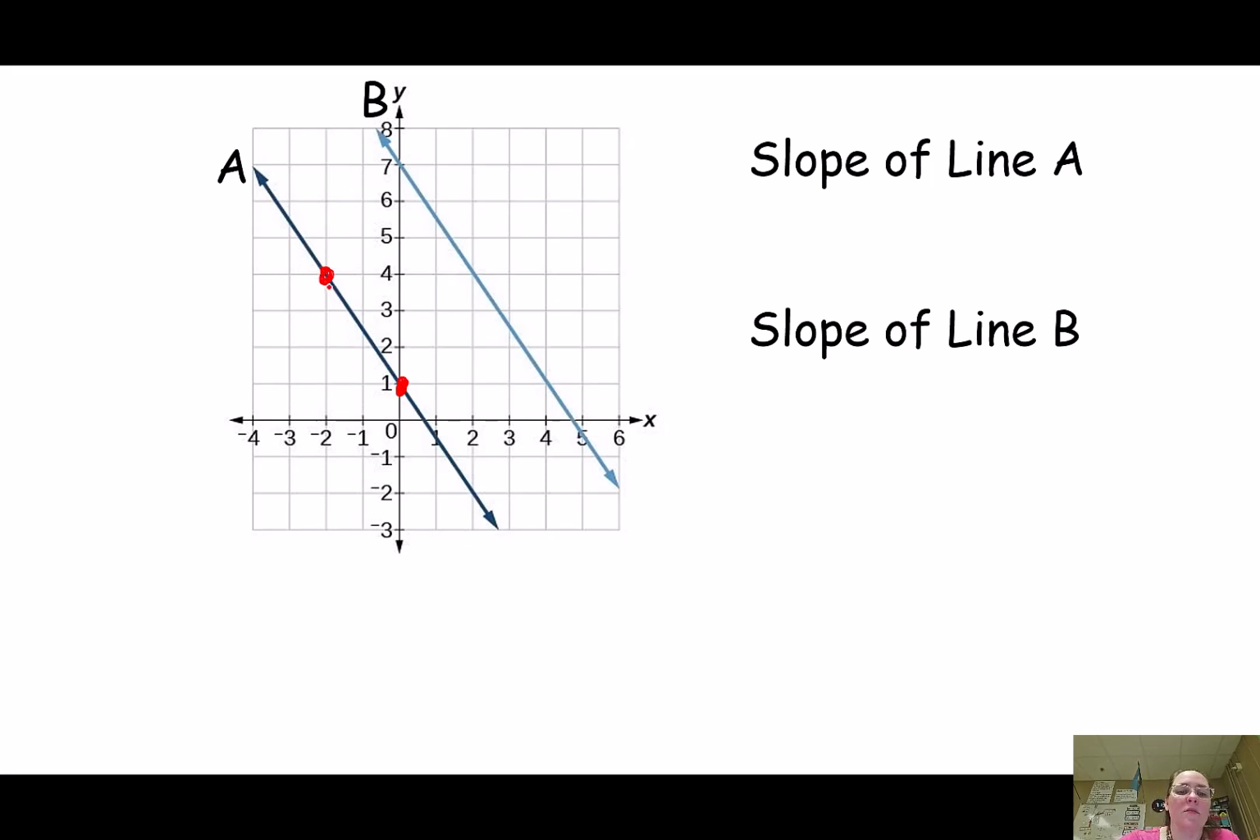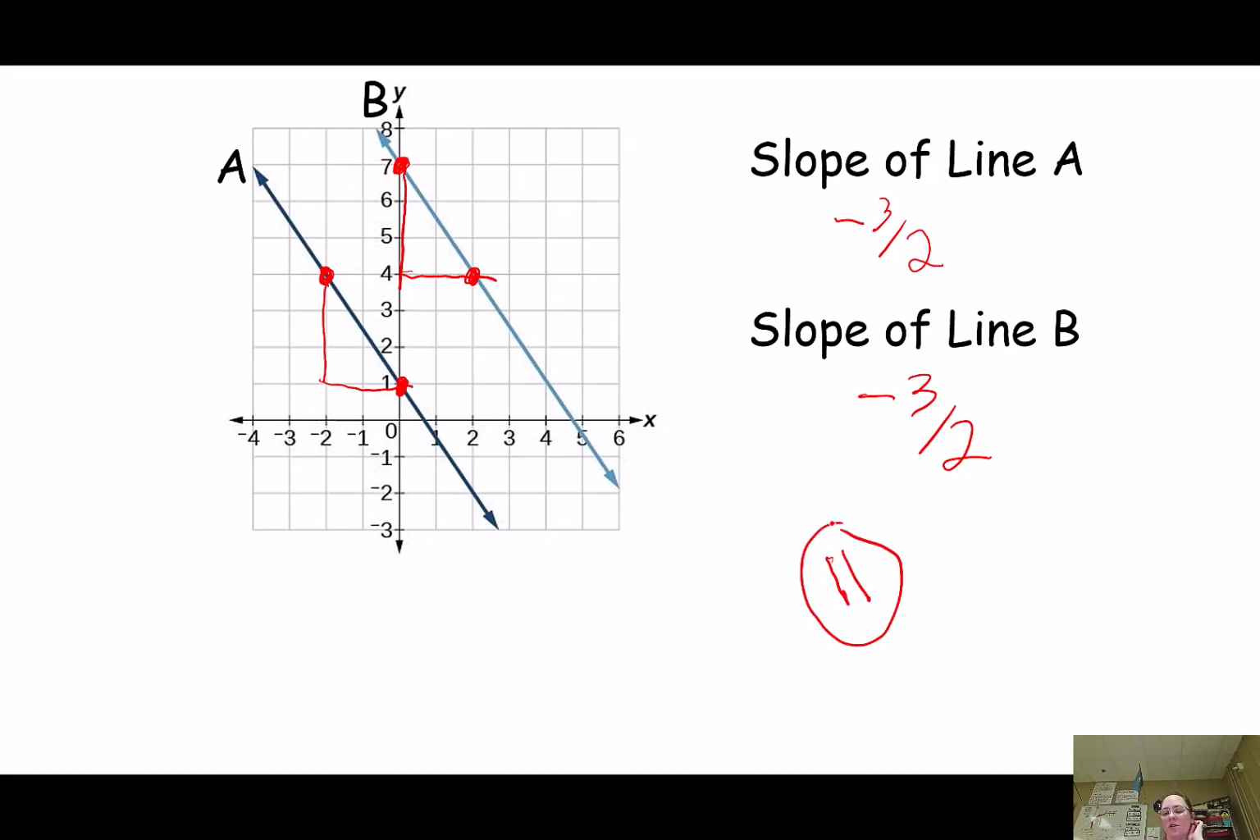All right, so I'm going to count my rise, which is down 3, and then I'm running 2. So I have a negative 3/2 slope here. Okay, and then I'm going to do the same thing on line B, pick 2 points that are good points to count, and then count my rise and my run. So I'm going down 3, and the run is 2. So these lines are parallel. And that symbol right there is often used to denote parallel, or 2 straight up and down lines.